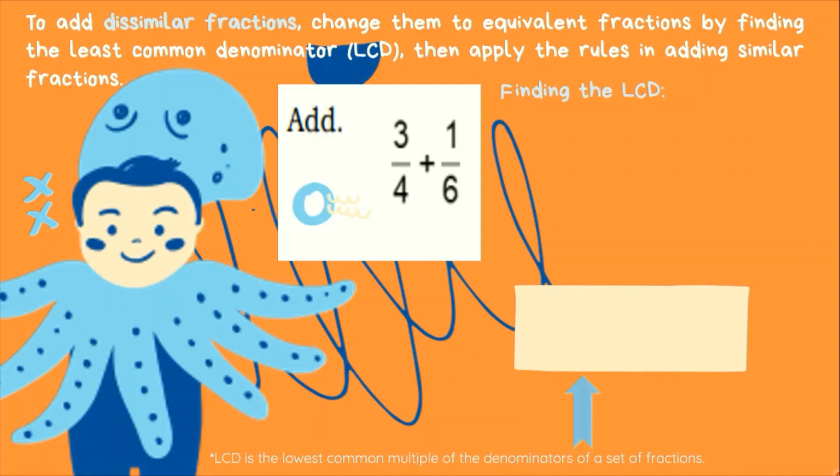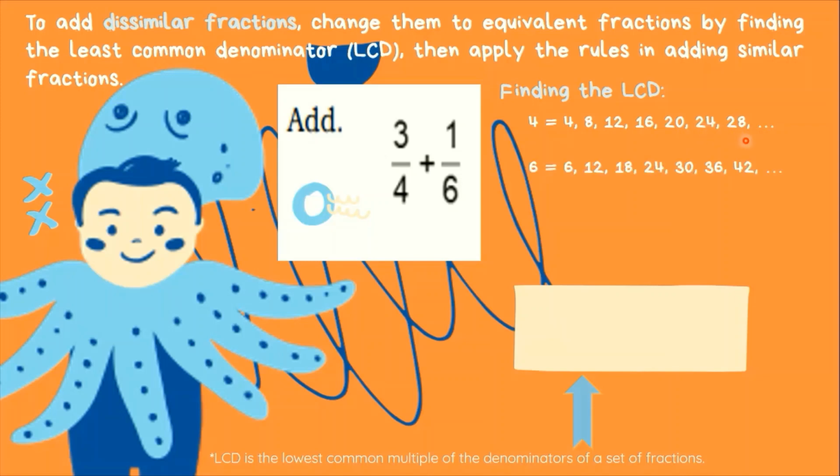Ang una natin gagawin ay hanapin ang LCD. LCD ng alin? LCD ng 4 and 6, ng kanilang mga denominators. Hayaan muna natin yung numerators niya. At hahanapin natin yung multiple na pareho at pinakamaliit sa kanilang dalawa. So let's start. Para sa 4, ito ang ating mga multiples. 4, 8, 12, 16, 20, 24, 28, and so on. Marami pa siyang multiples. 4 times 1, 4 times 2, 4 times 3, 4 times 4, 4 times 5, 4 times 6, 4 times 7, at marami pa.